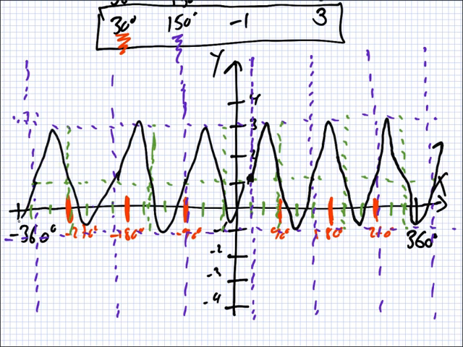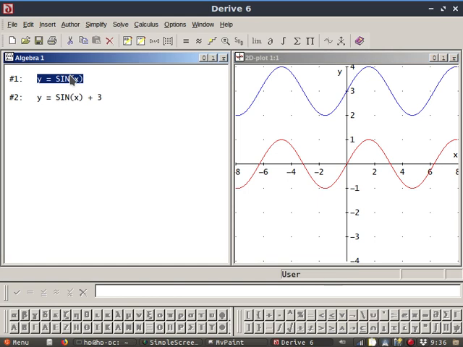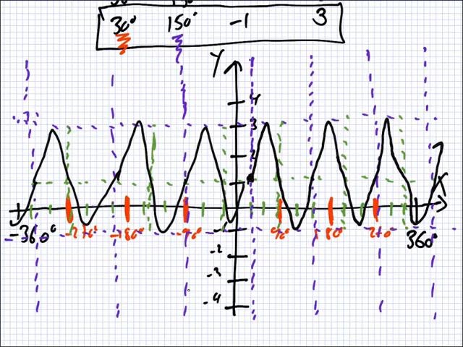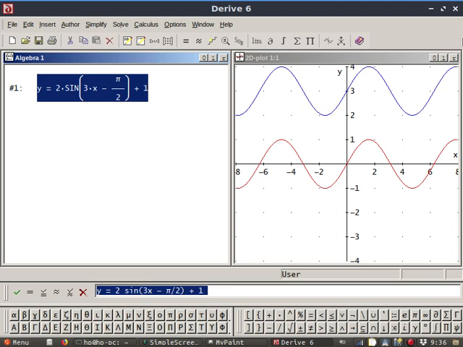Ta-da! Now, let's confirm that this is right. Okay. What was the graph I gave you? Y equals the original one? 2 sine 3x minus 90, like this. Okay.